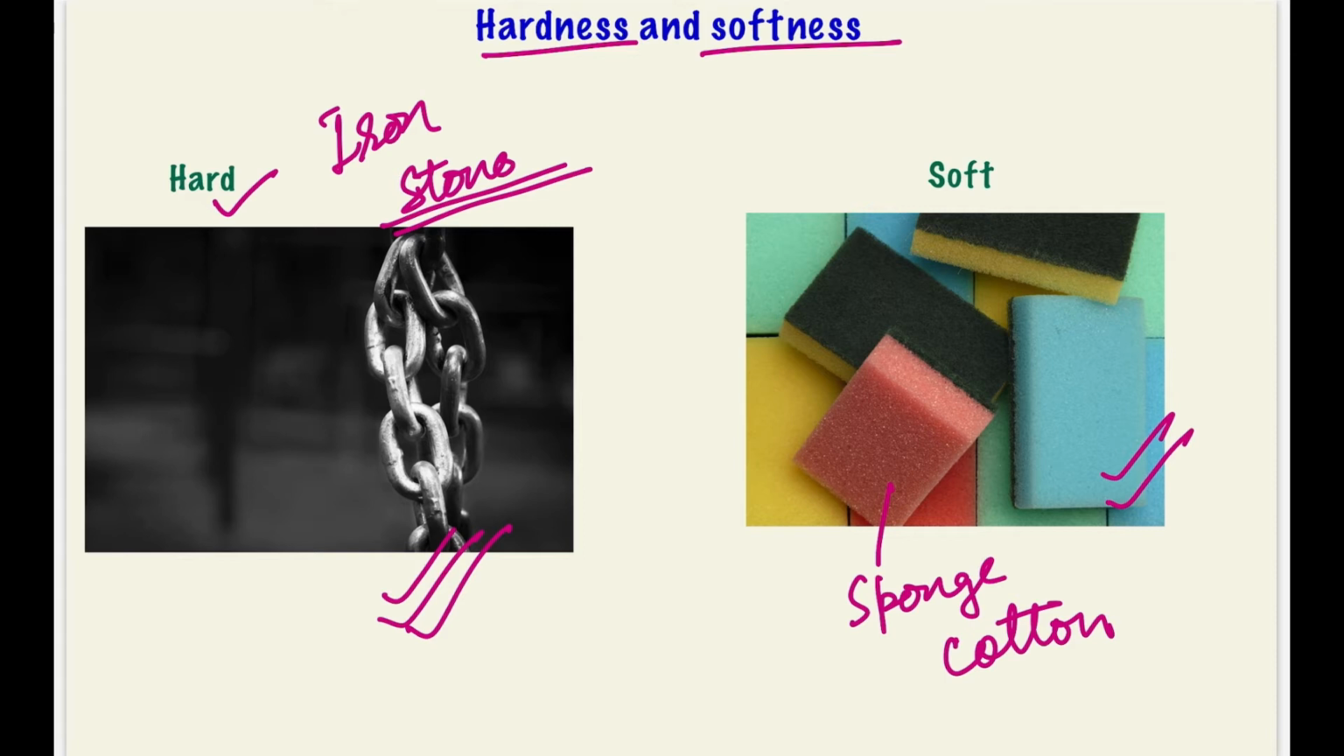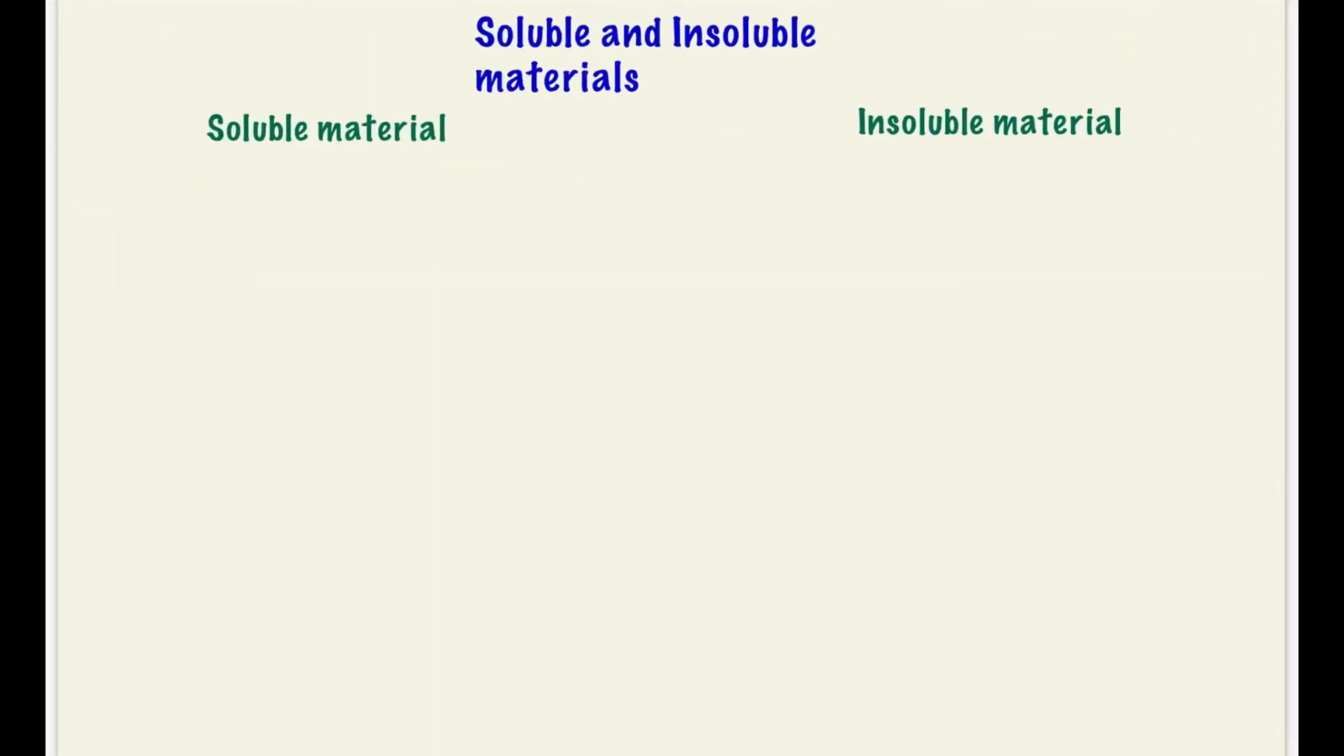So hard material cannot be cut, scratched, compressed or bent easily, but soft material you can compress and cut easily. So this was the hardness and softness property of the material. So the next property is soluble and insoluble materials.